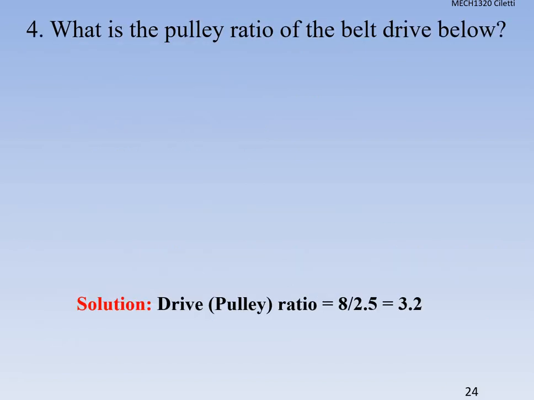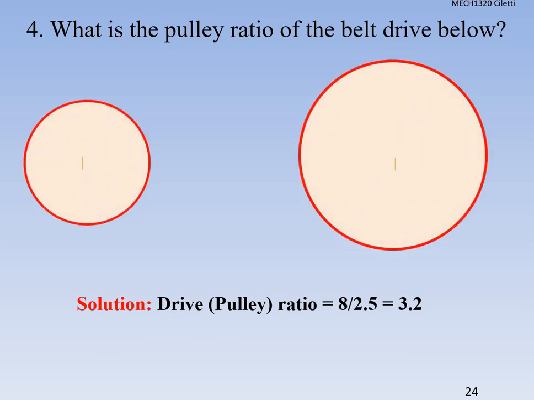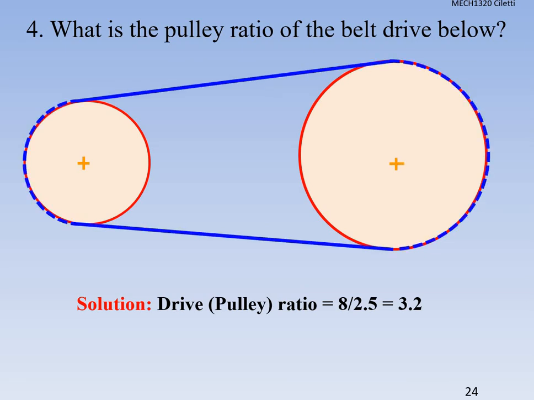So what's the ratio? Sorry, I showed you the answer first in the animation here. But the ratio of the belt drive below, remember, is output over input, so driven over driver. In this case, if I give you a diameter of 8 inches for the output, or driven, sheave, and 2.5 inches for the driver sheave, it should be 8 divided by 2.5, which is 3.2. We would use that to calculate our speed and torque.